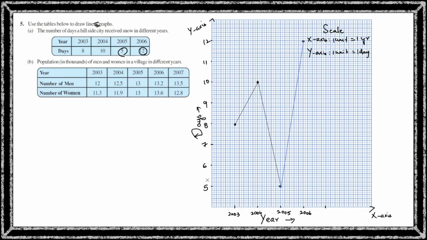In the second bit, I have the population of men and women in the village in different years. Now here you will see that you have two different sets of data on your y-axis, right? On your x-axis, you have the year, just like before. But on the y-axis, I have data for men and women. So let us look at the data and draw the graph.